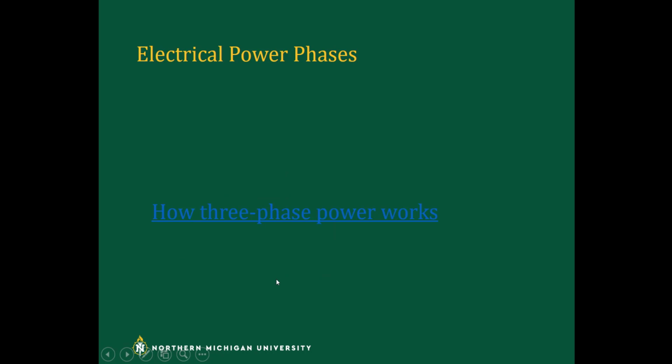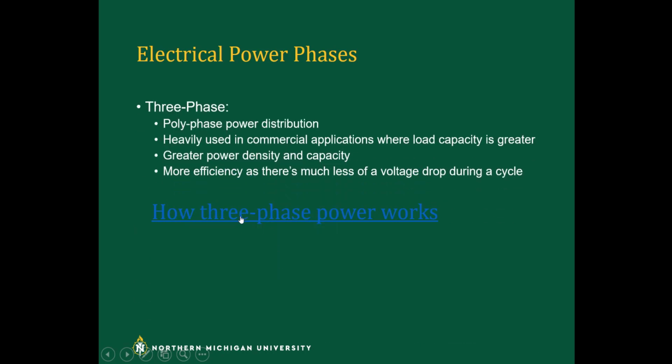And then we have three-phase power. There's a diagram or a little video here too that you can click on to see how three-phase power works. So this is used in a lot larger commercial applications, industrial applications, anything like that. A lot higher power density and capacity, and a much more efficient way to produce or to use that power with a lot less voltage drop during a cycle.